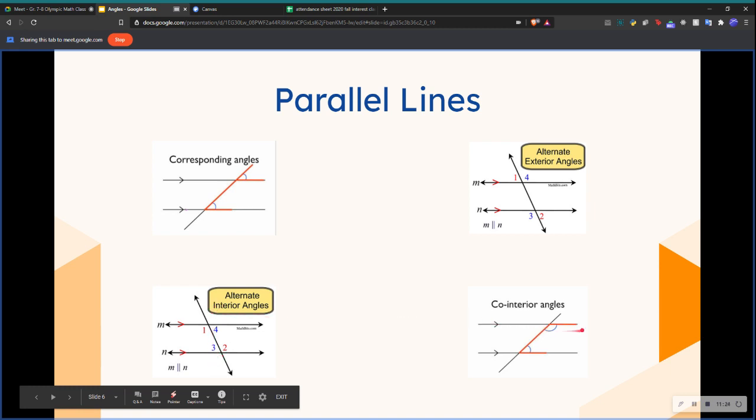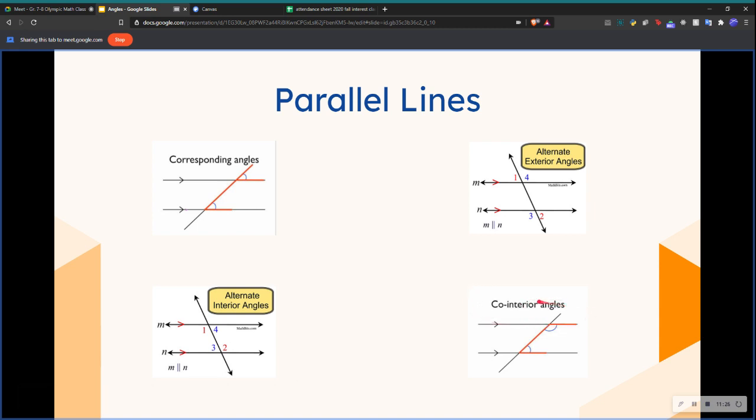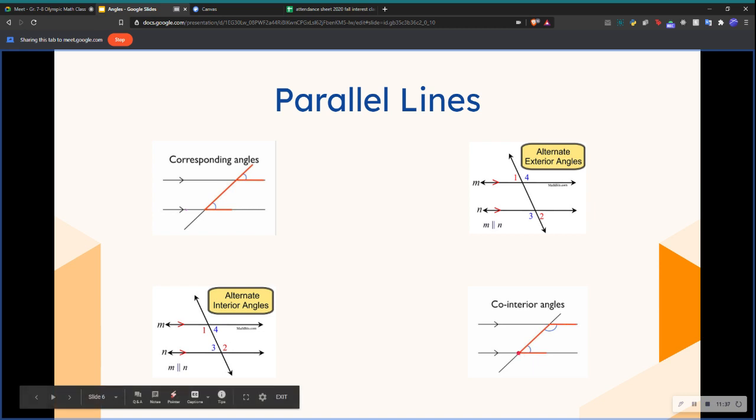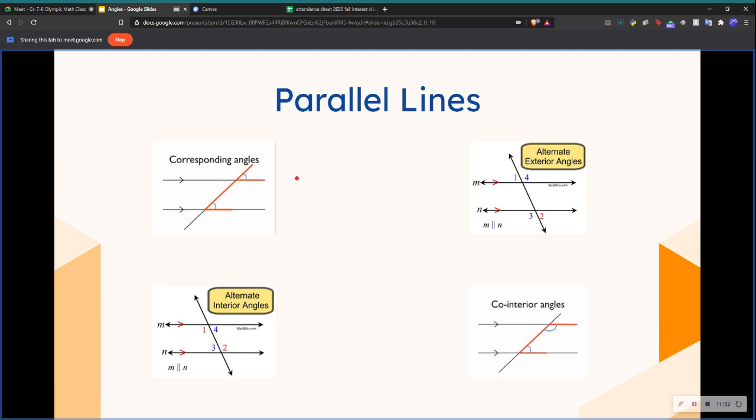All right, and then the final concept is called co-interior angles. It's like you're forming a C. You go in one direction along one parallel line, then onto the transversal, and then move in the opposite direction on the other parallel line. Whatever angles are formed in between that C shape add up to 180 degrees. So this plus this equals 180. All right, so these are the properties you can make with parallel lines and transversals.